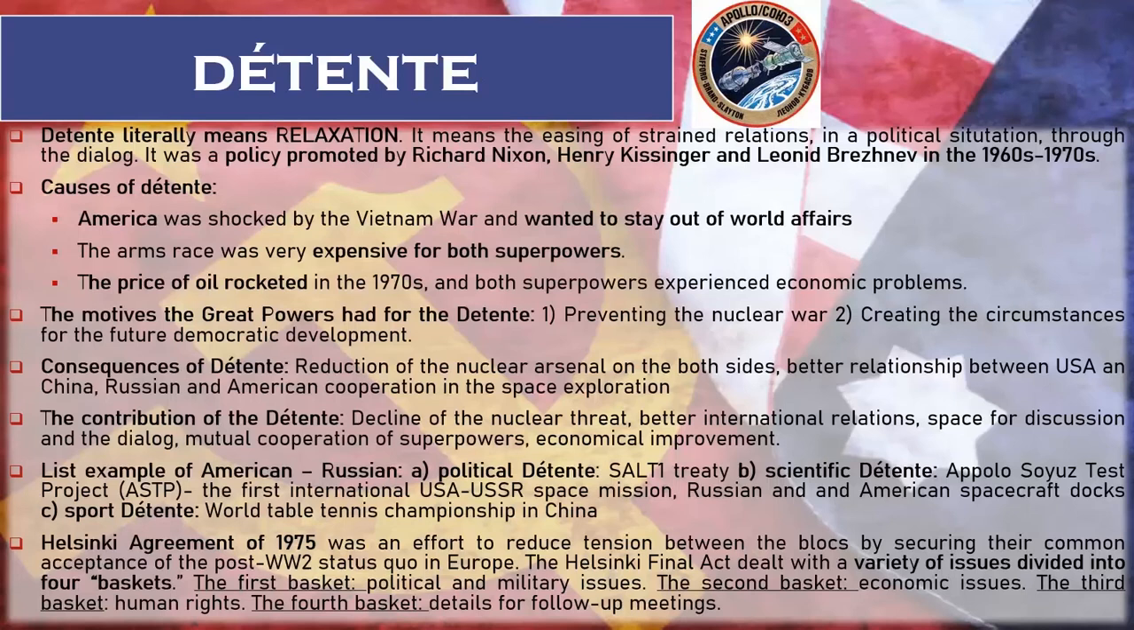So American-Russian detente was, for example, political. The example of this was the SALT I Treaty and also the SALT II Treaty. So the Strategic Arms Limitation Talks. Then there was scientific detente. So for example, this mission I just mentioned. The Apollo-Soyuz Test Project, the first international USA-USSR space mission, where Russian and American spacecraft docked, and there was also sport detente. So, for example, the World Table Tennis Championship in China that was quite famous. So these are the examples of the relaxation in different spheres. There was still competition, of course, but it was really more relaxed.